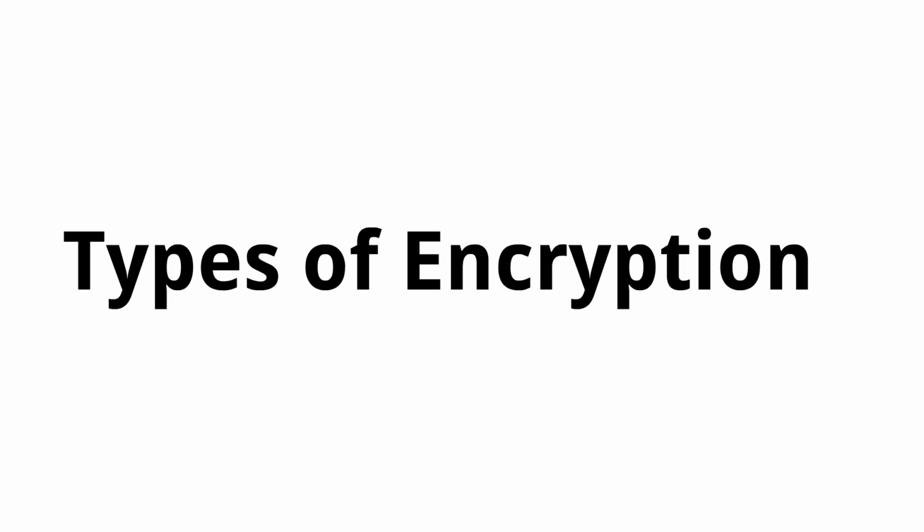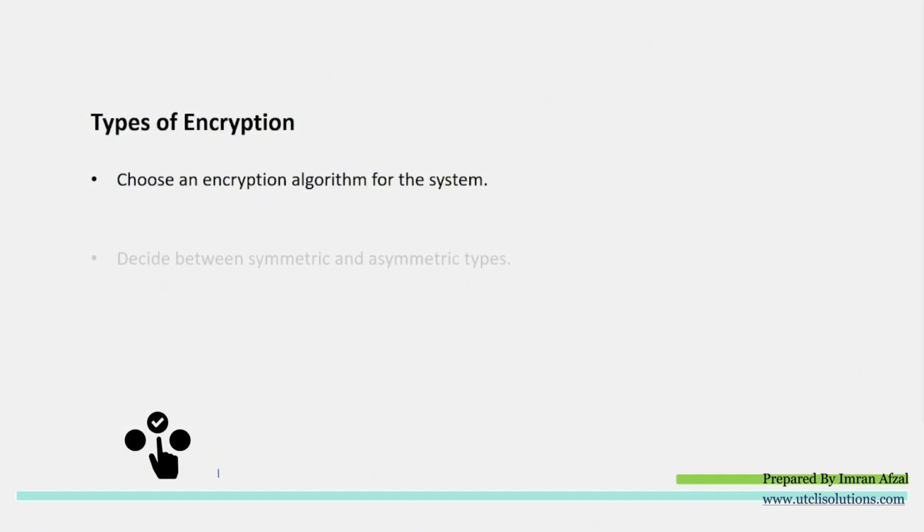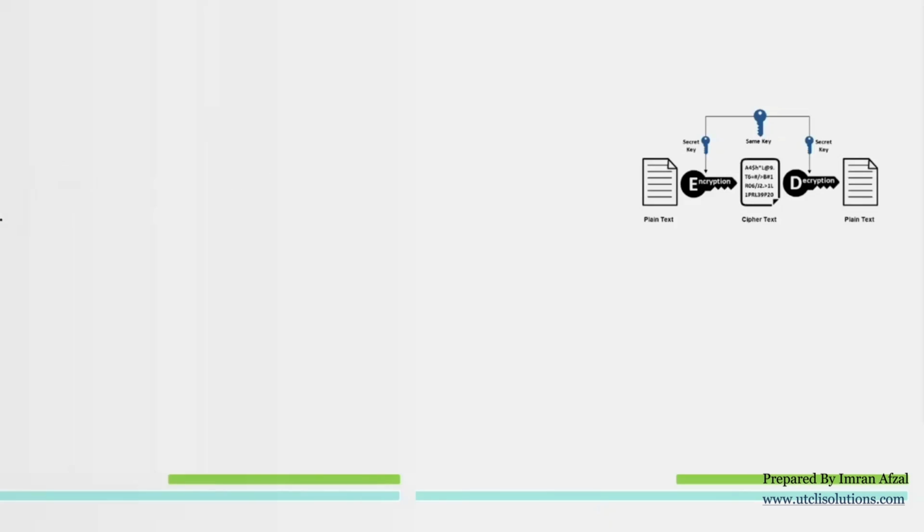In this lecture, we will learn and understand different types of encryptions. So, let's begin our topic. When setting up a system for encrypting data, a security team must decide which encryption algorithm to use. But first, they need to choose the type of algorithm. The two most common types of encryption are symmetric and asymmetric. So, let's understand them in detail.